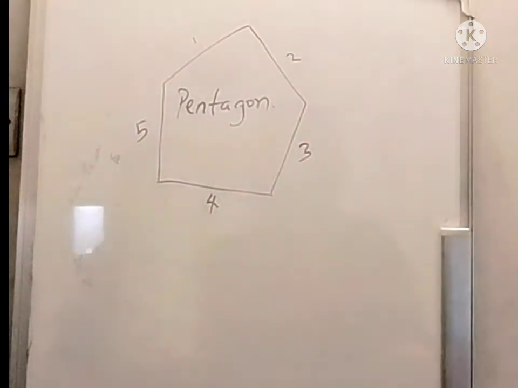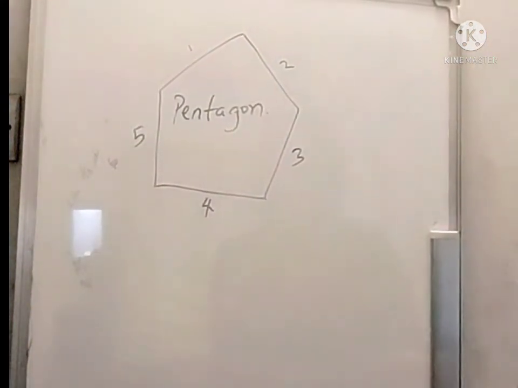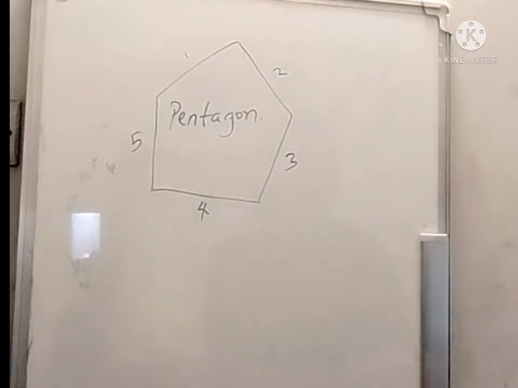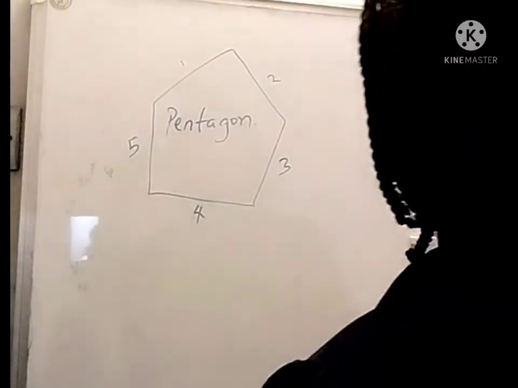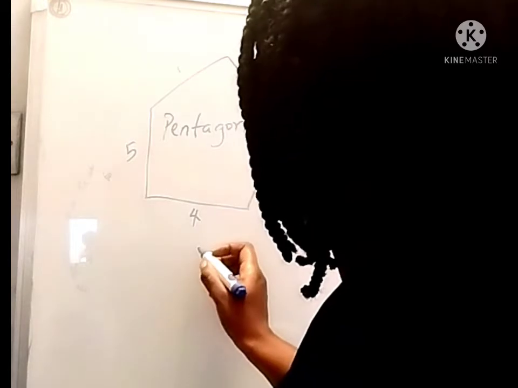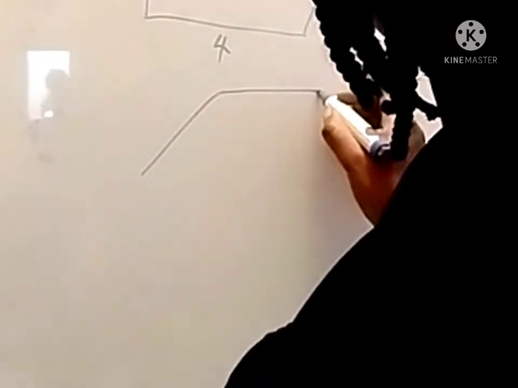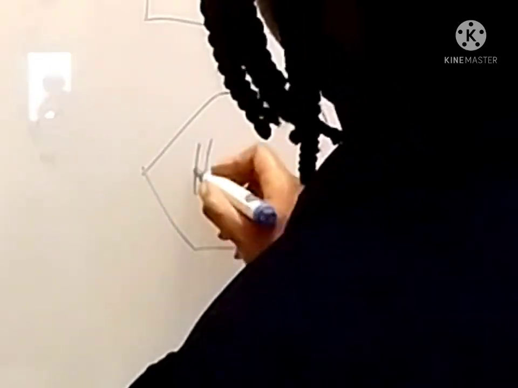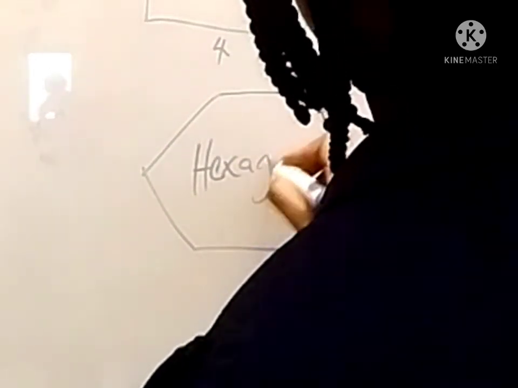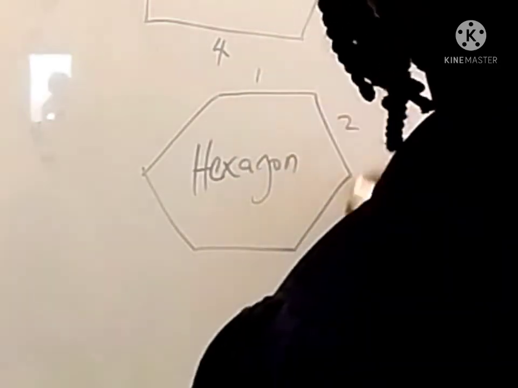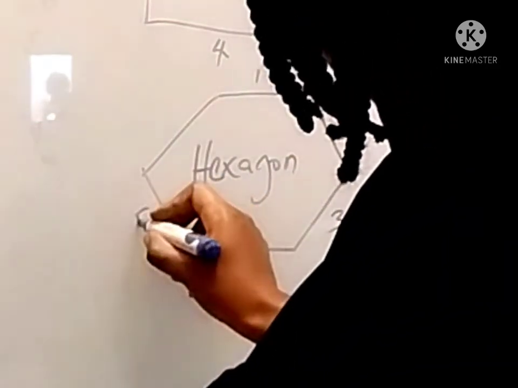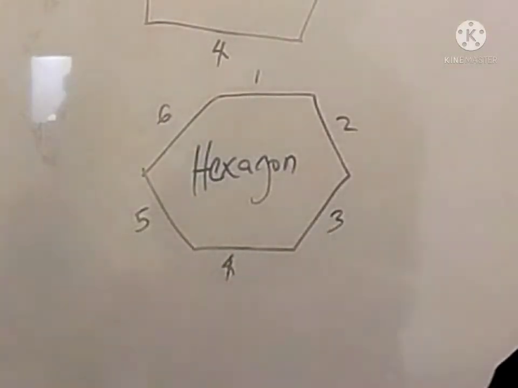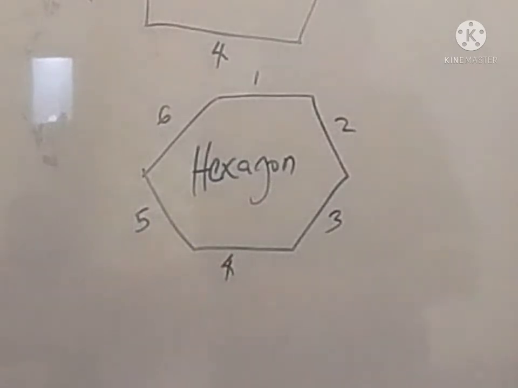And then the next shape is a hexagon. A hexagon has 6 sides: 1, 2, 3, 4, 5, 6. That's a hexagon. A shape that has 6 sides is known as a hexagon.